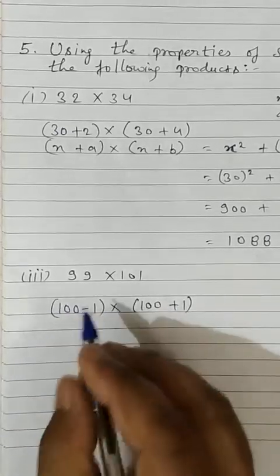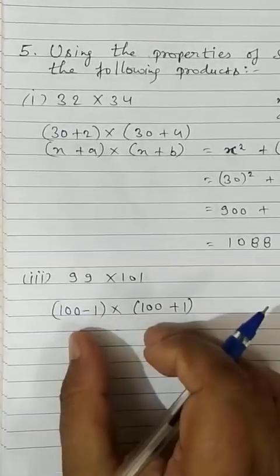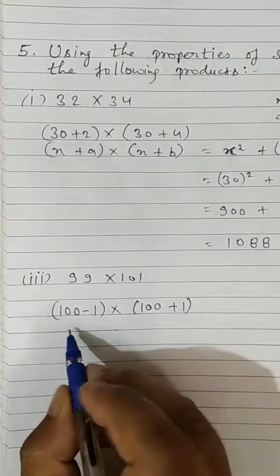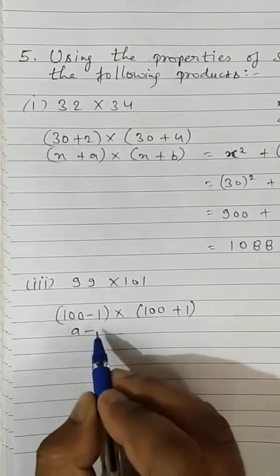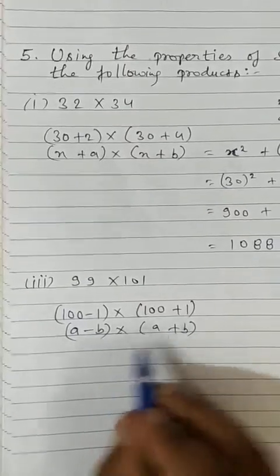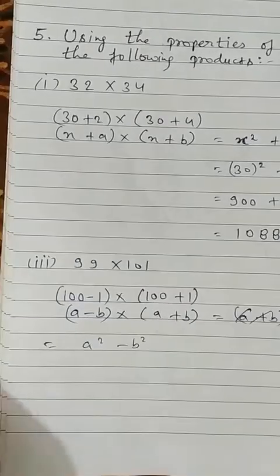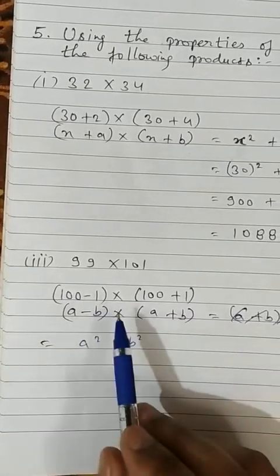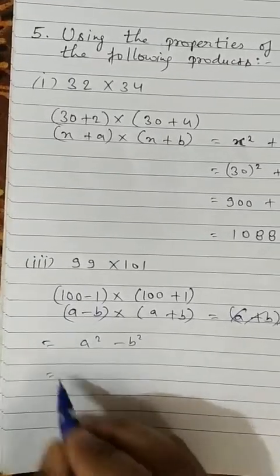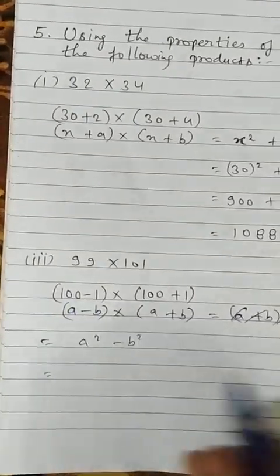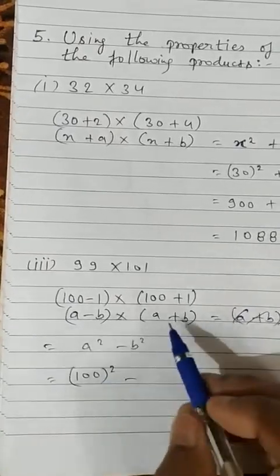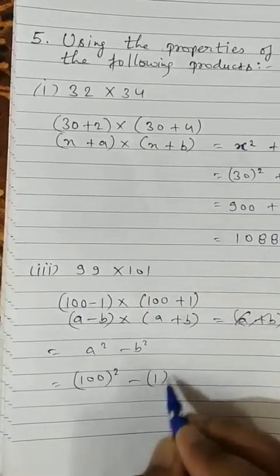So this will take another algebraic identity. Let us see. It will take (a minus b) multiplied by (a plus b). You have to learn it. (a minus b) multiplied by (a plus b) is a square minus b square. So the value of a is 100 in both the brackets, so we will write here 100 square, and the value of b in both the brackets is 1, so we put here 1 square.